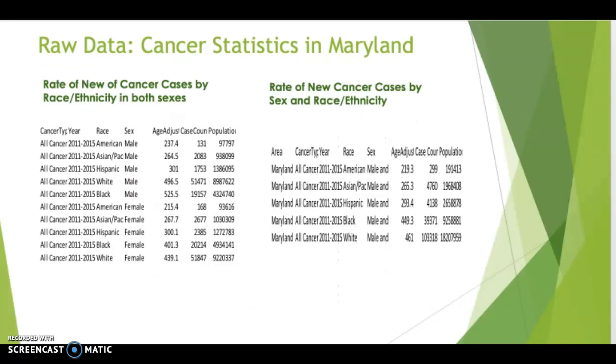The second set of data will look at cancer statistics in Maryland as well. However, this time it looks at rate of new cancer cases by race and ethnicity in both sexes, and also rate of new cancer cases by sex and race and ethnicity. Unlike the previous data, this data focuses on all counties in Maryland. However, age-adjusted case count and population is given for each race and sex.